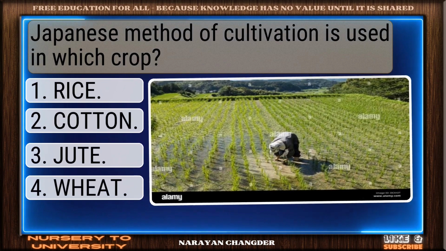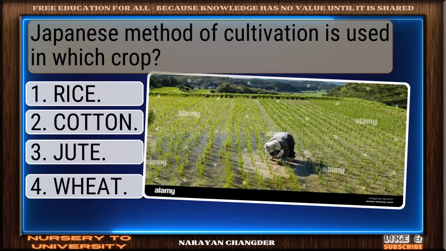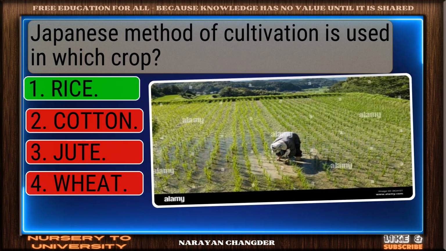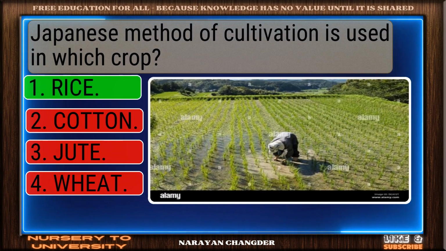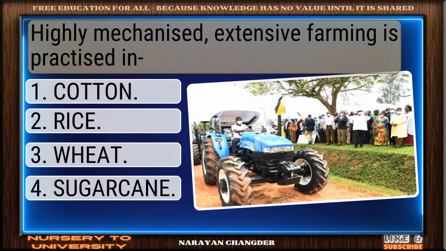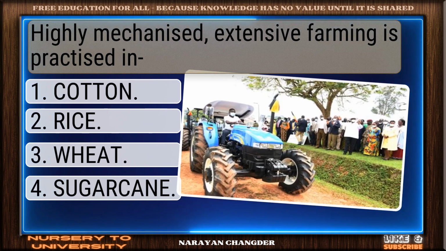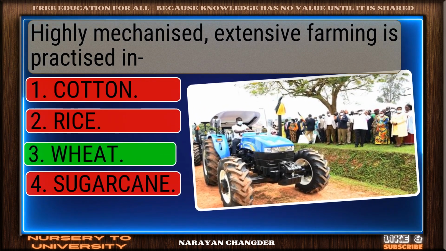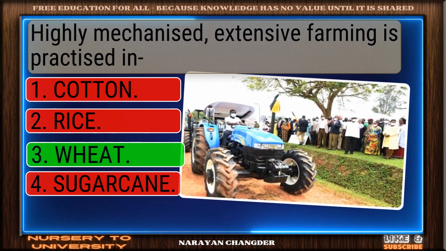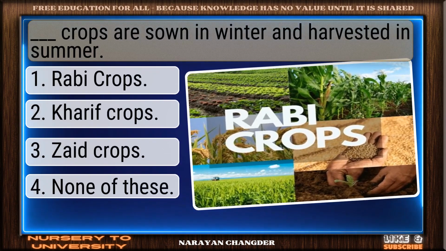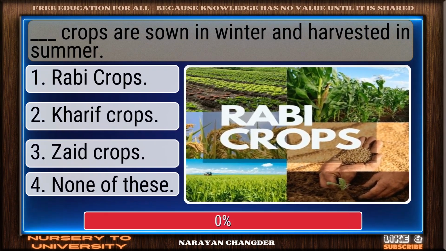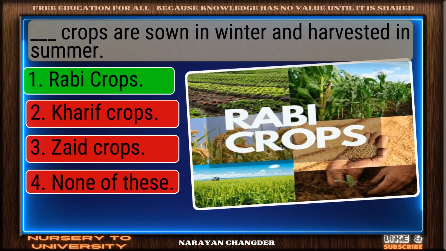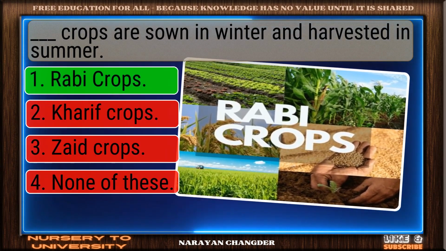Japanese method of cultivation is used in which crop? Well picked. Rice is correct. Highly mechanized, extensive farming is practiced in? Good thinking. Wheat is right. Dash crops are sown in winter and harvested in summer. Clear logic. Rabi crops is sound.